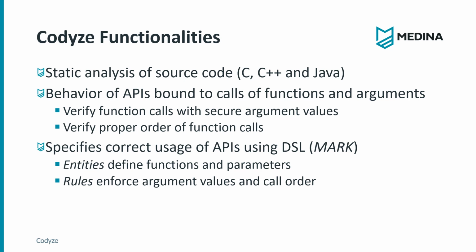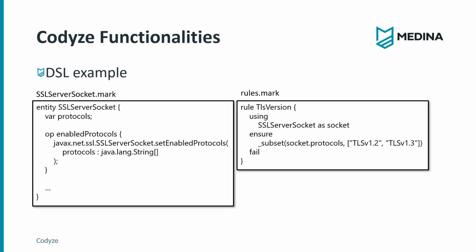It uses a DSL called MARK to specify how APIs should be used correctly and securely. The DSL defines entities that model API functions and their parameters. Based on entity specifications, rules enforce restrictions on function arguments and function call orders. Here we show 2 examples in the DSL.